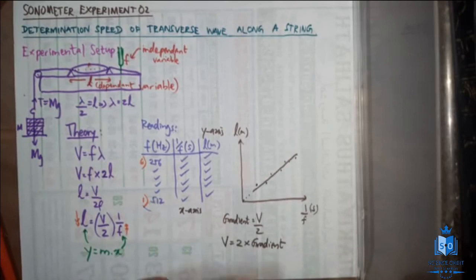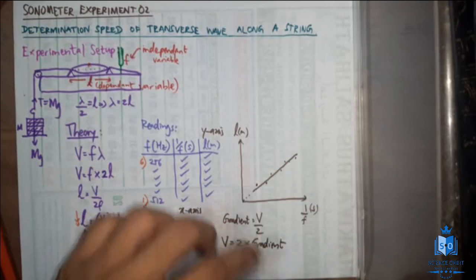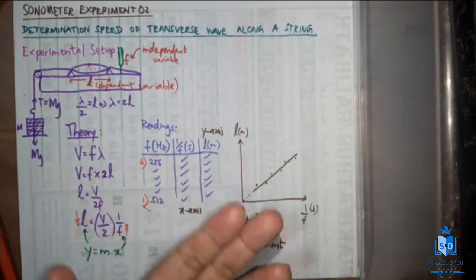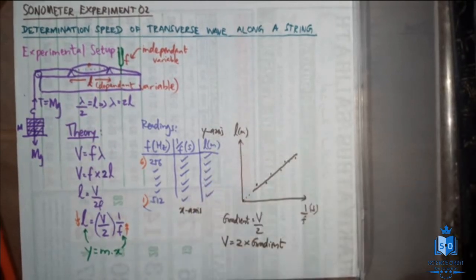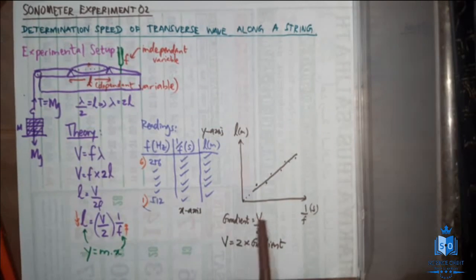Let's say you are doing the experiment with the same set of tuning forks, but you want to get different gradients of graphs. Then what do you have to do? If you want to change the gradient, you have to change v, and we know v is equal to square root of T over m. This is the equation for v.